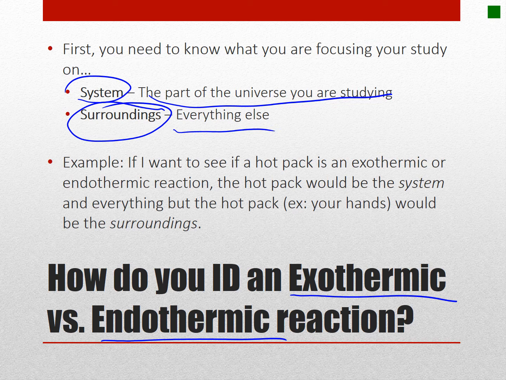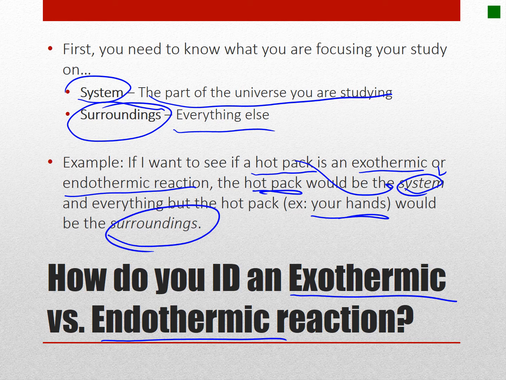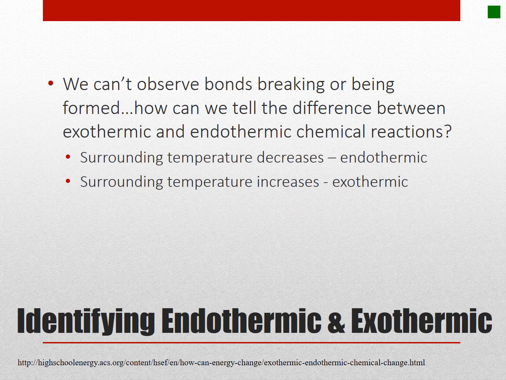So if I am studying a hot pack, whether a hot pack is exothermic or endothermic, the hot pack is my system because that is what I am studying. Everything but the hot pack, even including my hands and the outside, is my surroundings. So you have to think about what you are studying, and that's your system, and then everything else is your surroundings.